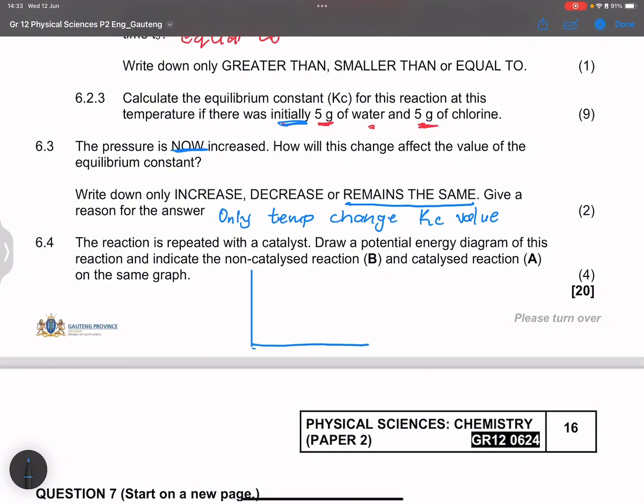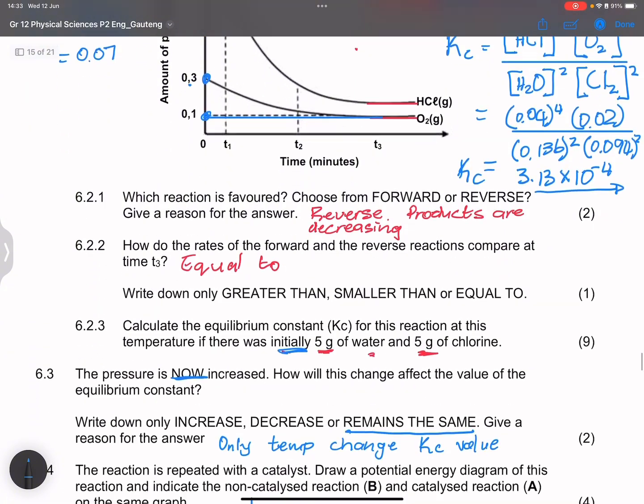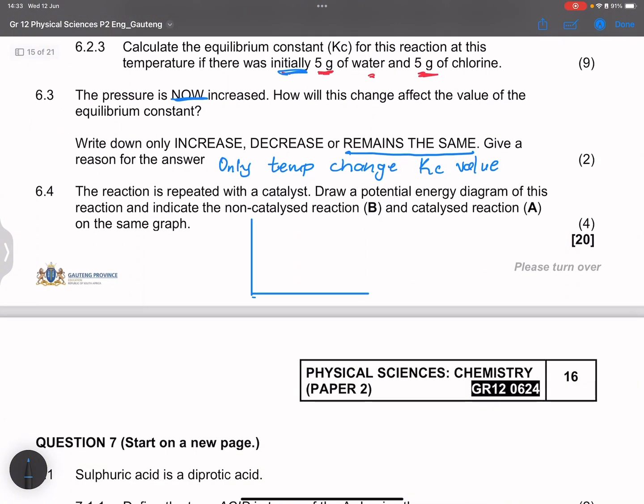Now remember for reaction A, this is an endothermic reaction. You must remember, keep that in mind. Delta H was positive. So that tells us we're going to start with a lower value and end up with a higher value at the product's side. Please don't forget, the non-catalyzed one is B. So this would be B.